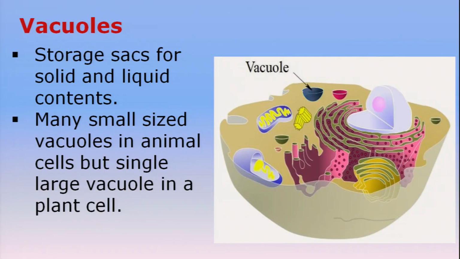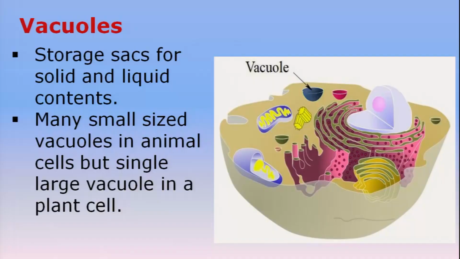Now the last organelle we are going to read about is vacuoles. Vacuoles are basically storage sacs. They are storage sacs for the cell. They store both solid and liquid contents. So what do they store exactly? They may store waste products, they may store water, they may store food and they may store nutrients.